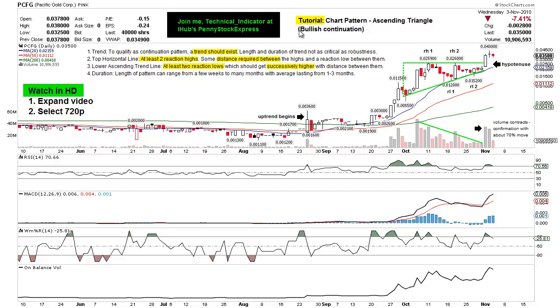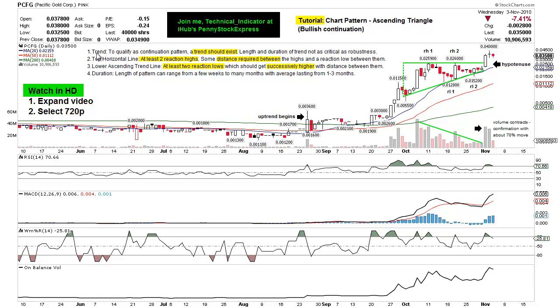This will be a tutorial on the chart pattern ascending triangle, which is a bullish continuation pattern. Stock of choice is PCFG. If you've been hanging out over at the Express, you would know that we put this one out recently, and lucky enough it broke to the upside, so it makes a perfect chart pattern, ascending triangle, for the tutorial.